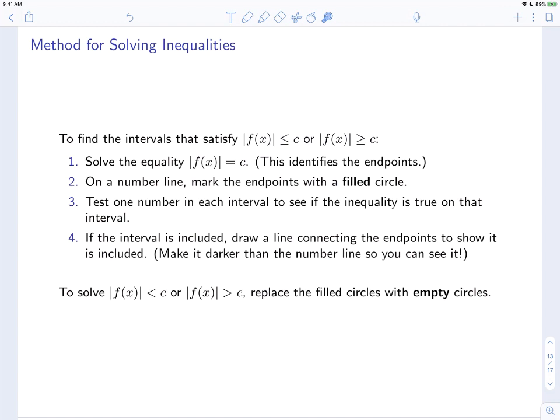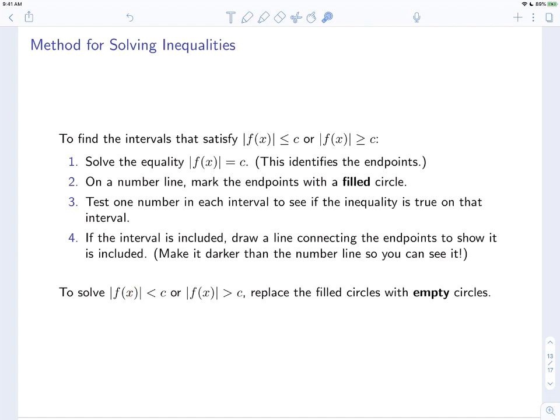And once you have the endpoints of the intervals, on a number line, mark those endpoints. We'll use filled circles in this case because we're looking at less than or equal to or greater than or equal to. That means we're going to include the endpoints in whatever intervals we come up with. Now you'll have divided the number line up into a bunch of intervals. So test one number in each interval to see if the inequality is true on that interval. If it is true, then the interval is included, so draw a line connecting the endpoints to show it is included. Just make it darker than the number line so you can see it.